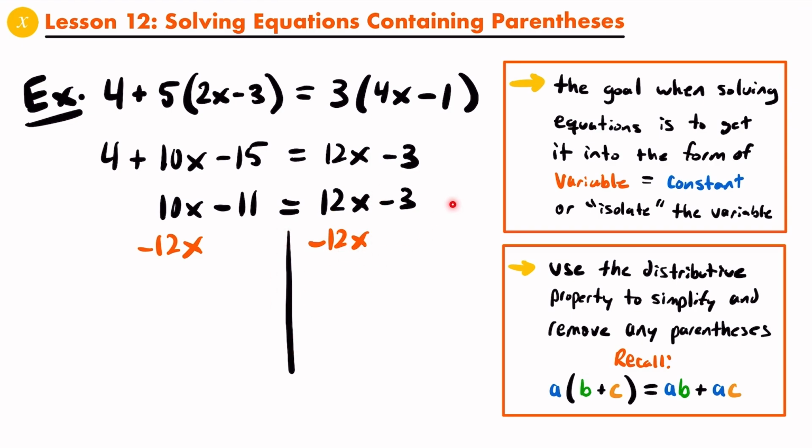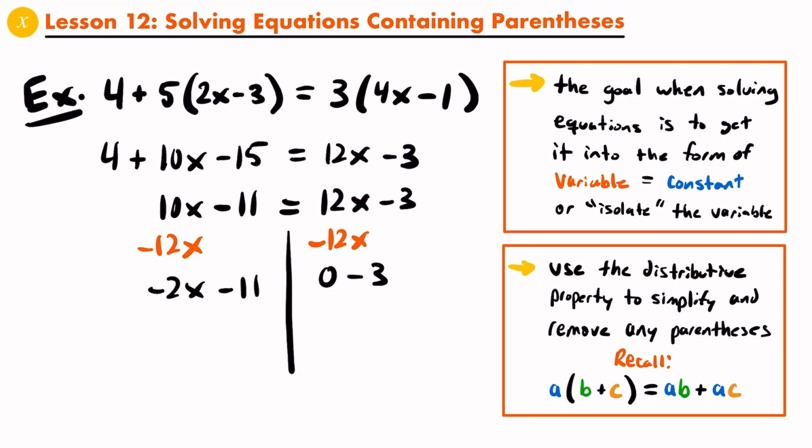We can see on this side of the equation, 12x minus 12x will be 0, and so you'll just be left with negative 3. So we have 0 minus 3. And then on this side, 10x minus 12x is negative 2x, because 10 minus 12 is negative 2. But don't forget about that negative 11. We have negative 2x minus 11.